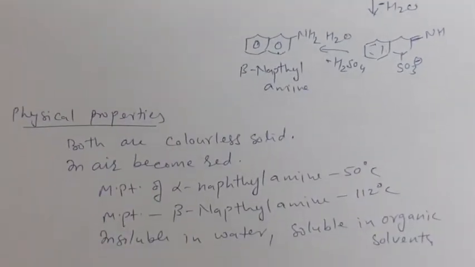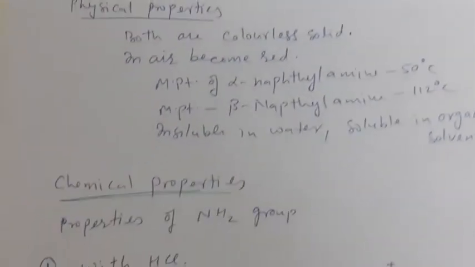Properties: both alpha and beta naphthylamine are colorless solids. In air they become red. The melting point of alpha naphthylamine is 50 degrees centigrade and of beta naphthylamine is 112 degrees centigrade. They are insoluble in water and soluble in organic solvents.